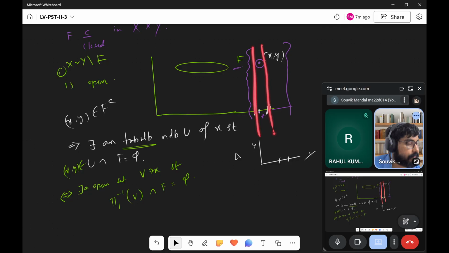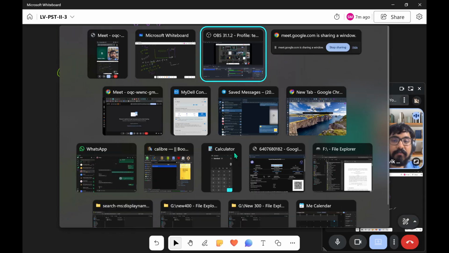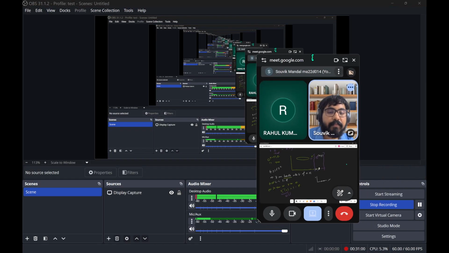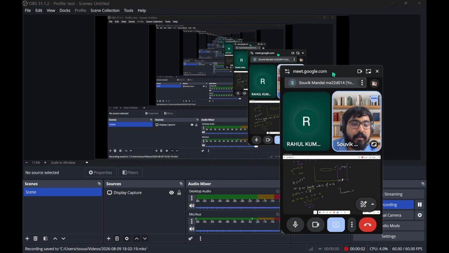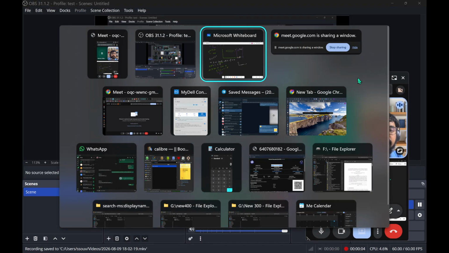Okay, this is basically nothing but pi 1 inverse of V. This pi 1 inverse of V lies entirely inside within U, so that its intersection with F is equal to empty. Is it clear or not? First tell me. Yes. Okay, clear, sir. Just hold on.